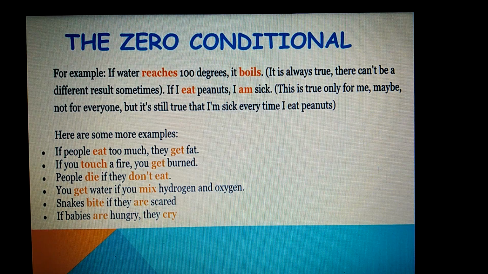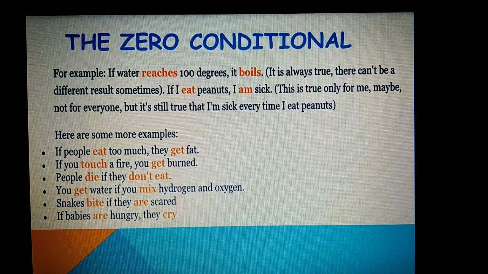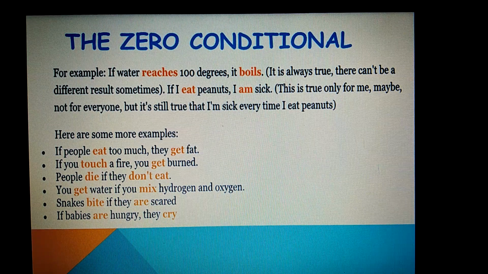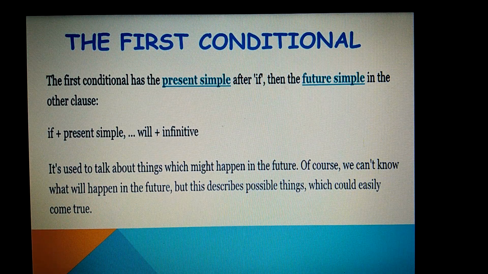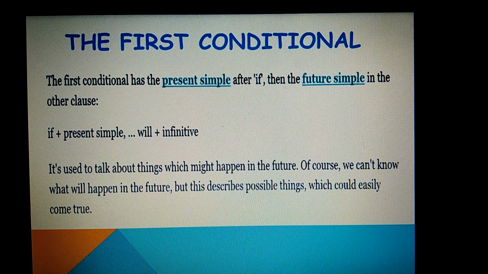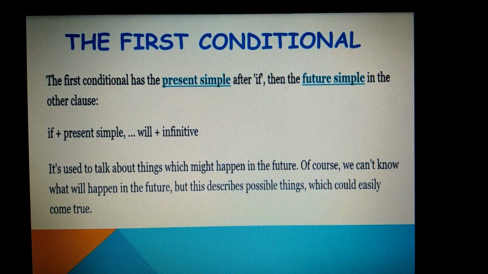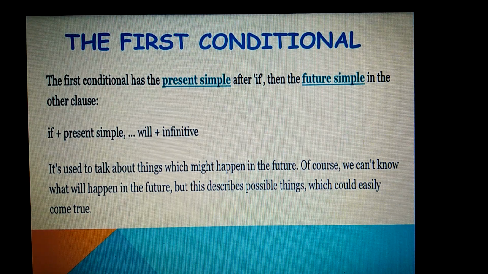You can see in these examples that the if clause takes the simple present tense and the main clause also takes the simple present tense. Moving on to the first conditionals. The first conditional has the present simple after if. That is, in the if clause, you're going to use the present simple, and then the future simple in the main clause. If present simple, this is how you're going to form it.